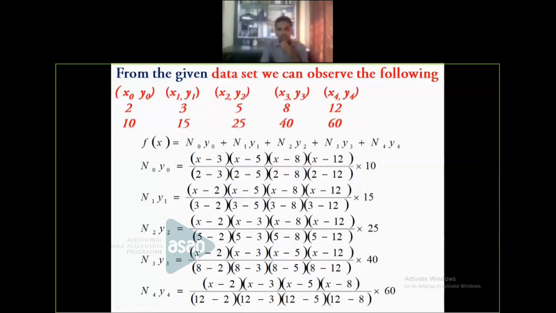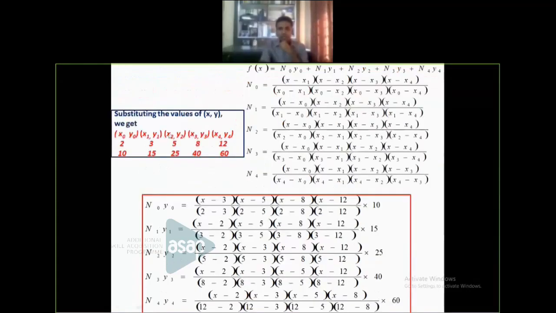Now you are asked for the value at x equal to 4. To get it, you can directly substitute x equal to 4 into this polynomial, as shown in the next slide. So I'm substituting x equal to 4 into the general polynomial.